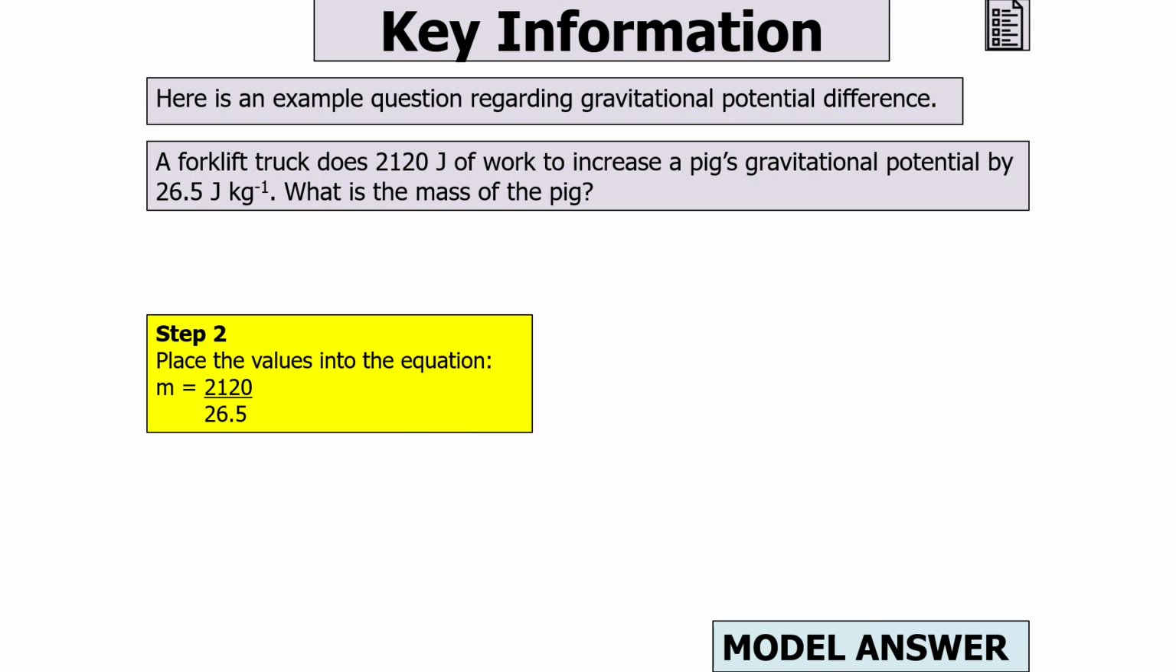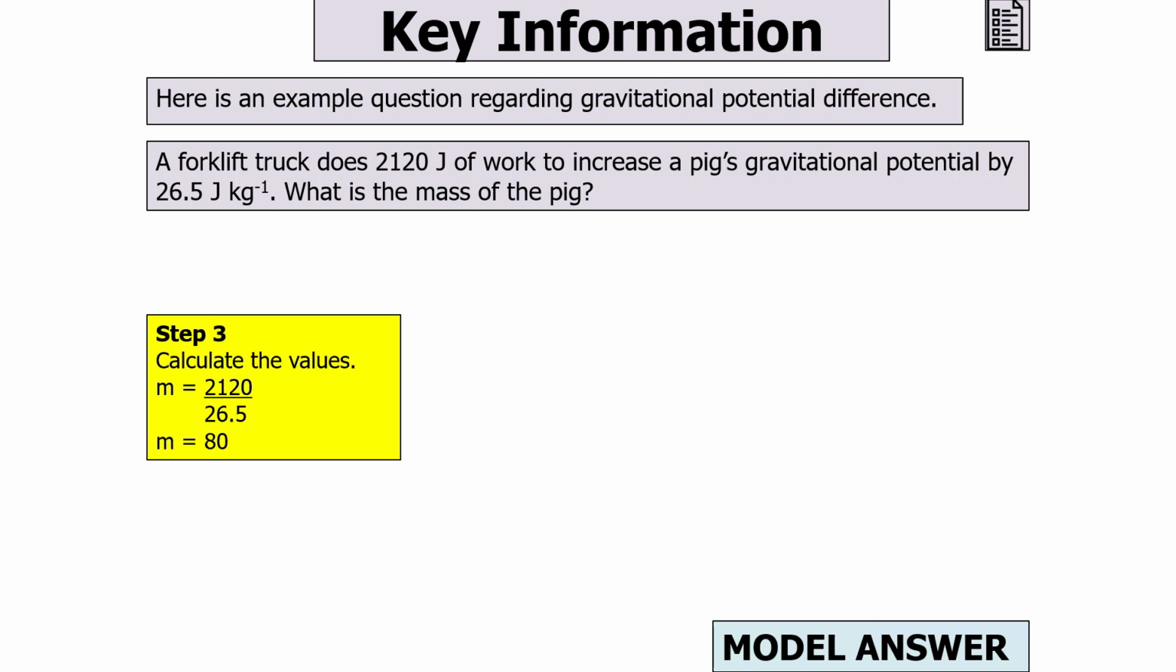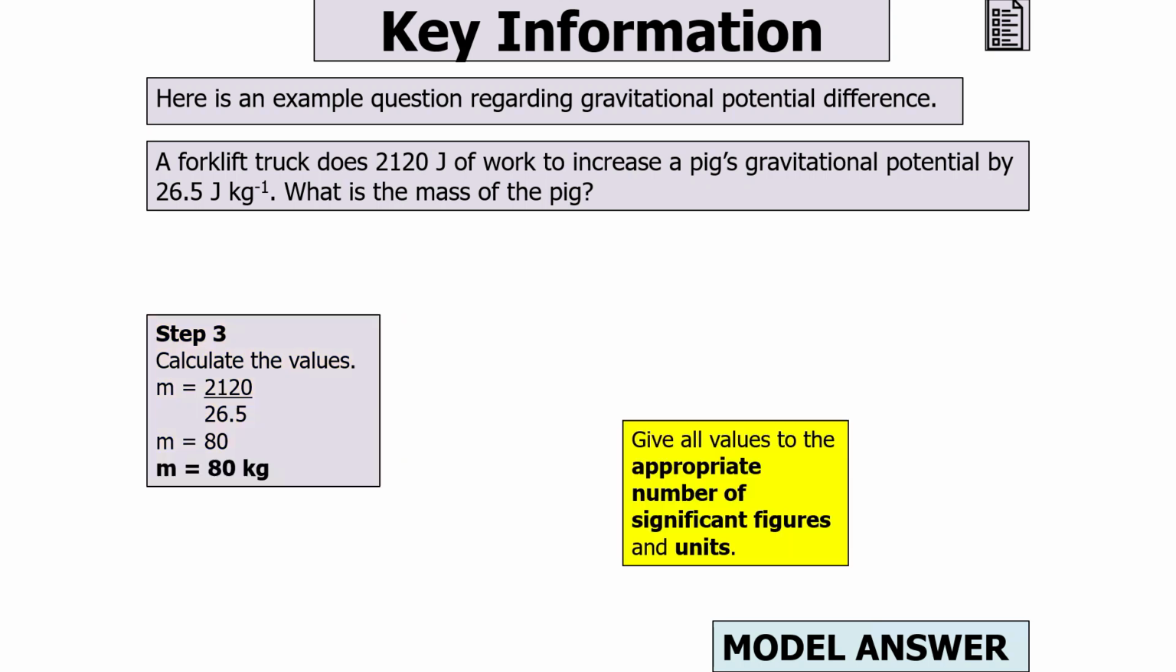Placing our values, 2120 over 26.5, we calculate our value, which is 80, and we give our value to the appropriate significant figures with a unit, so it's 80 kilograms.